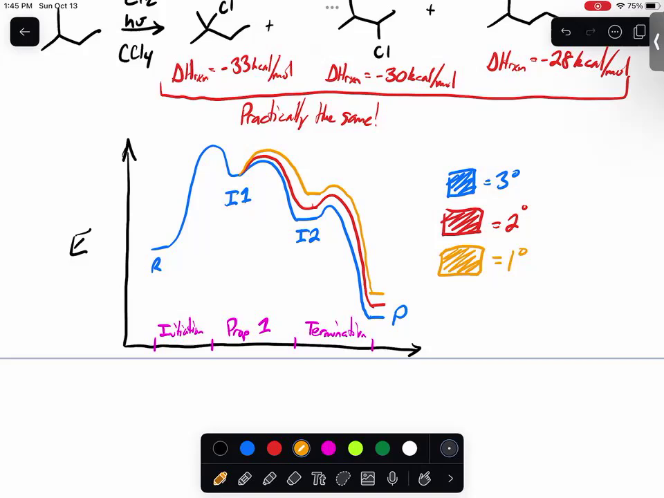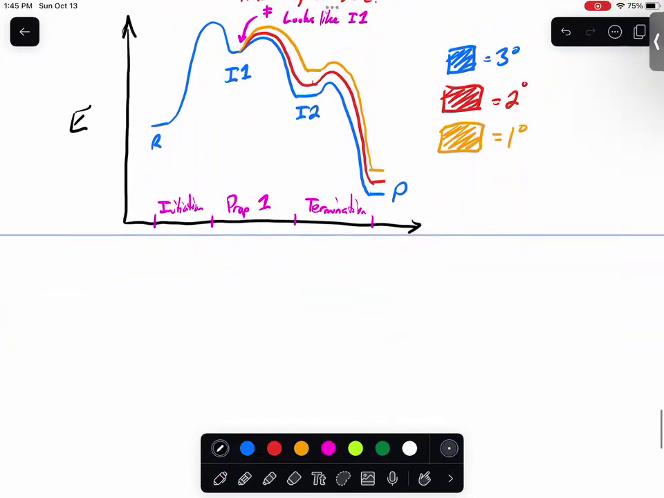To answer that, we once again have to use Hammond's postulate. Looking at this transition state, what is it closest to? In this case, it's closer to I1. So this actually looks like the first set of intermediates. Looking at this type of reaction, we are going to once again show the propagation step. In this case, it's still the same, where the chlorine grabs the hydrogen, making the HCl bond and forming the carbon radical.